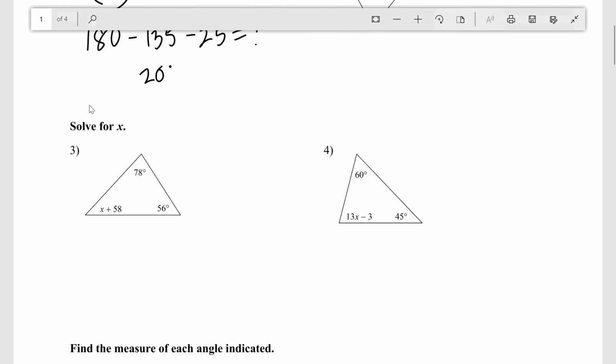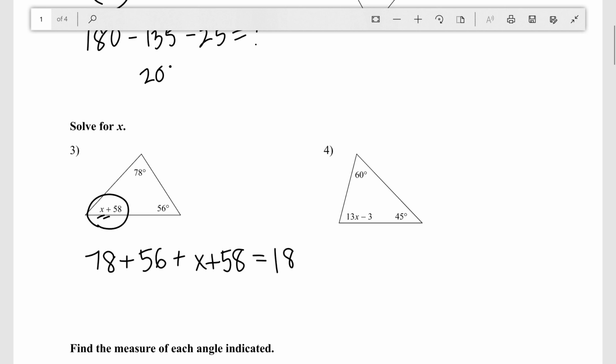Going down to our next section, we're doing a similar type of problem, but now we're solving for x. So here we still don't know the angle measure, but we're also going to go one step further and solve for x, not just that angle measure. So again, using our triangle sum theorem, I know that if I took 78 degrees and added it to 56 degrees and added it to the x plus 58 degrees, that all equals 180 degrees. Okay, now we do some algebra.